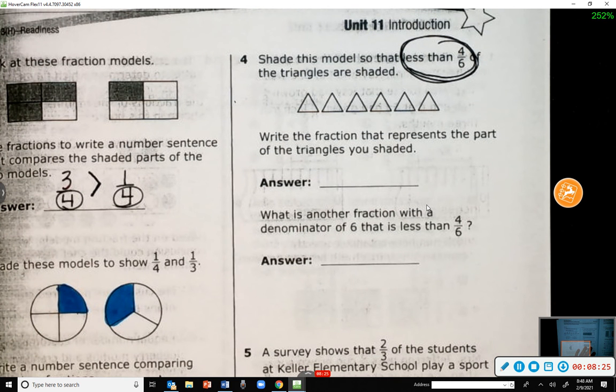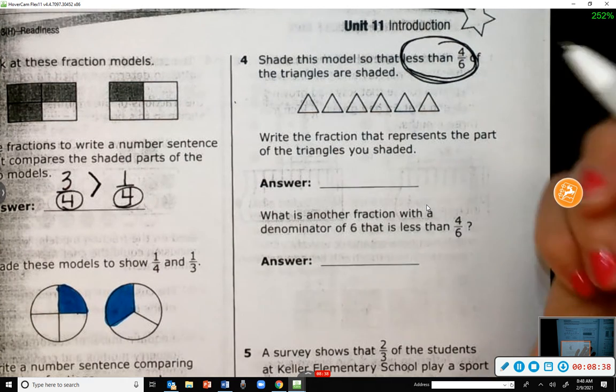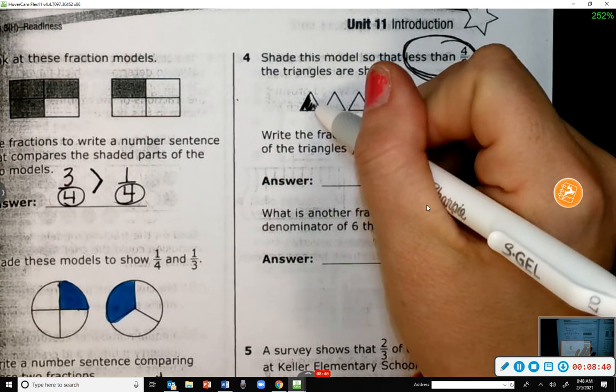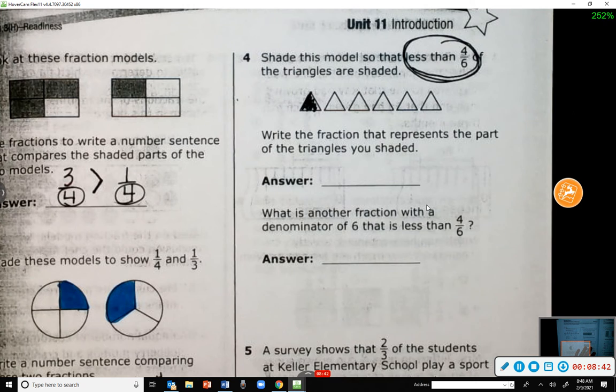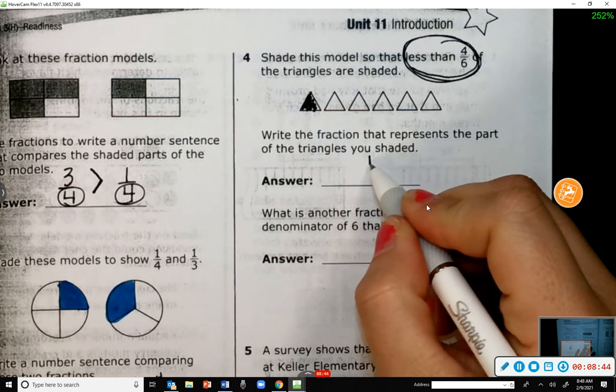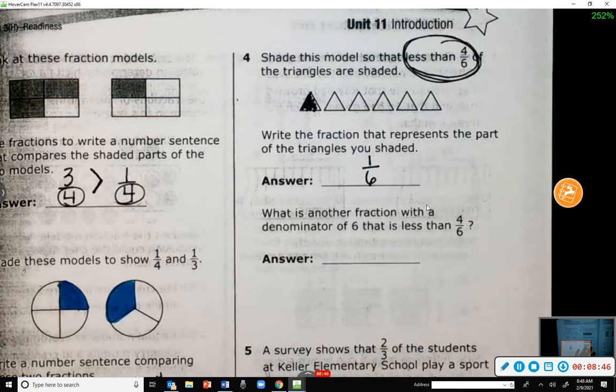What could we shade? What's less than 4/6? Allie? 2/6. What else? 3/6, 1/6. Okay? So we can pick any of them. 1/6. Okay, we'll shade 1. The fraction we would put is 1/6.